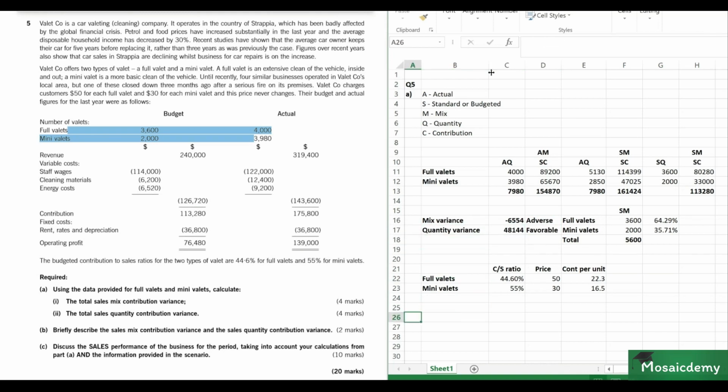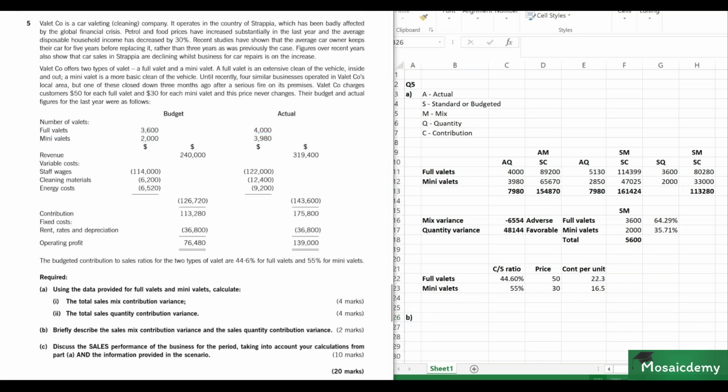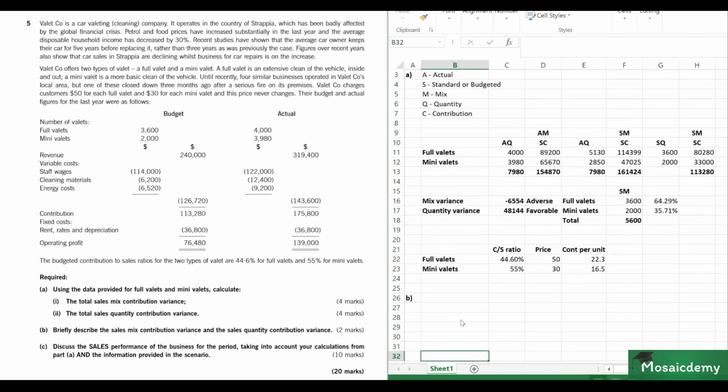Let's move on to part B. So 8 marks of calculation done. The main trick was again finding the contribution per unit. Part B, briefly describe the sales mix contribution variance and sales quantity contribution variance for 2 marks. Okay, now notice it's just a basic definition. So even if you had messed up with the calculation or weren't able to do it, you could still get these 2 marks, right? So please make sure to answer any analysis or description questions regardless of the calculation, because you can still get marks there.